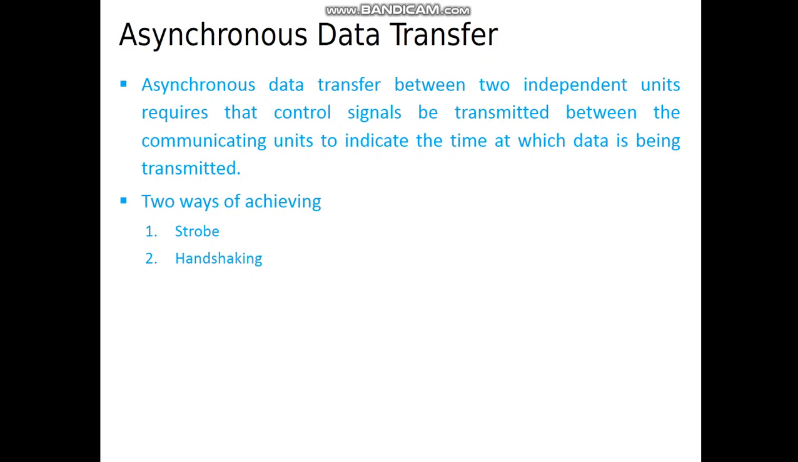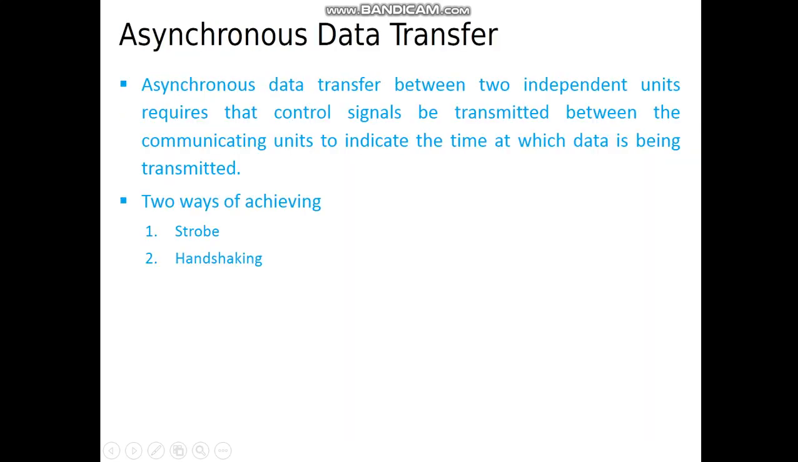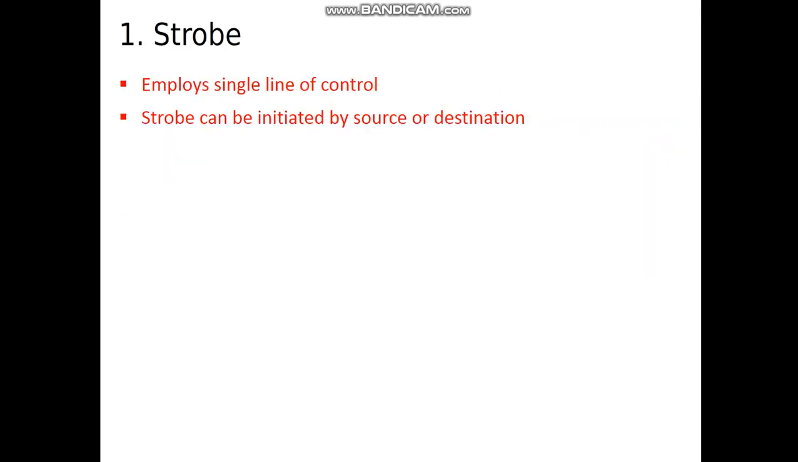In this method there are two techniques we can use. First is strobe, and second is handshaking. Asynchronous data transfer between two independent units requires control signals to be transferred between the communicating units to indicate the time at which data is being transmitted. So there are two ways, strobe and handshaking. In the strobe method we employ control signals, and the strobe can be initiated by the source or the destination.